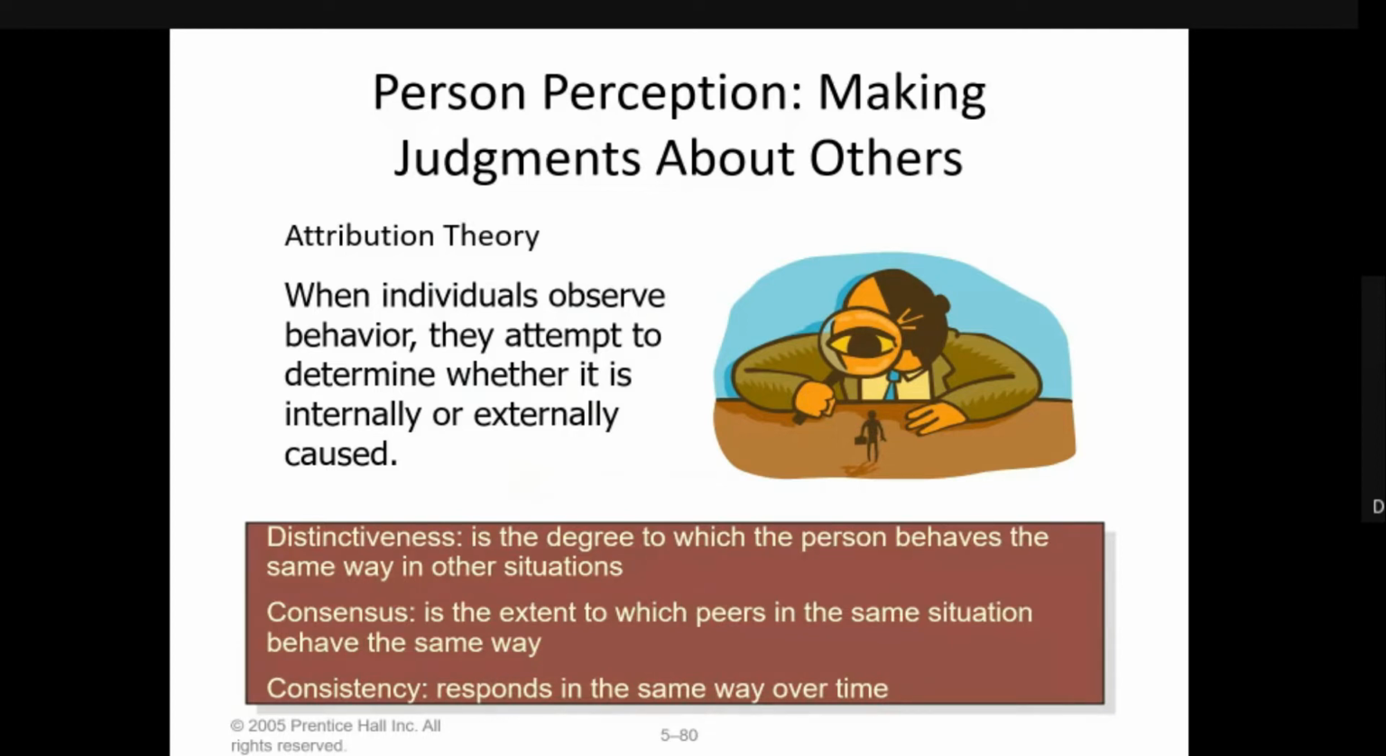Attribution theory is defined as this: when individuals observe behavior, they attempt to determine whether that behavior is externally or internally caused. This theory suggests that when we observe an individual's behavior, we attempt to determine whether it was internally or externally caused. And there are three factors that determine whether a certain behavior is internally or externally attributed: distinctiveness, consensus, and consistency. So let's clarify the differences between internal and external causation, then we're going to discuss the determining factors.